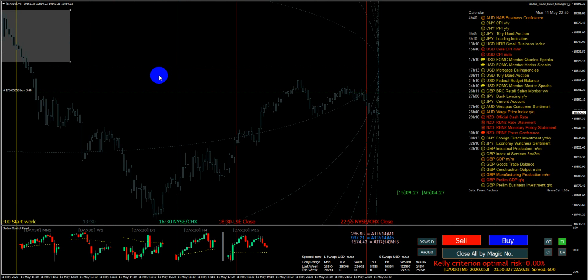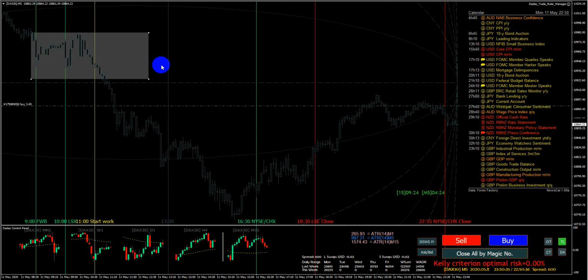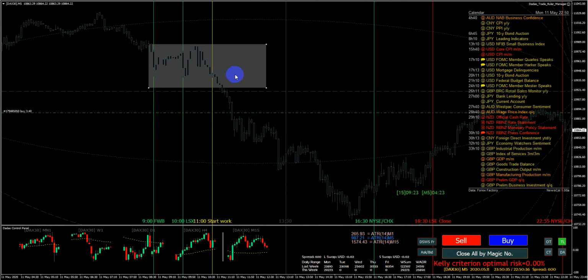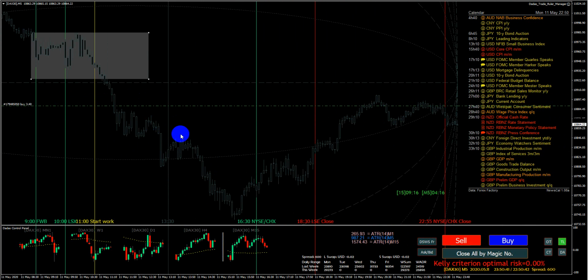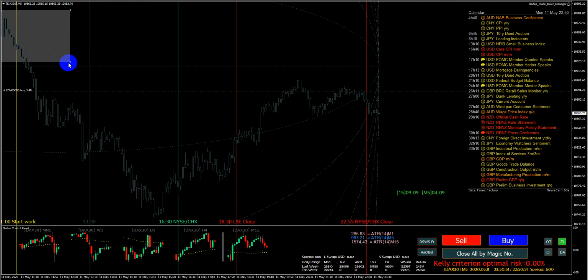How do we recognize a consolidation? Well, a consolidation is something that's not a trend. So basically, what is a trend? A trend is a series of higher highs and higher lows. So basically we don't see any.